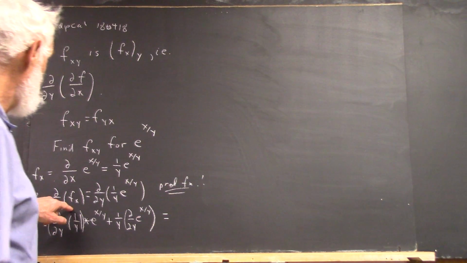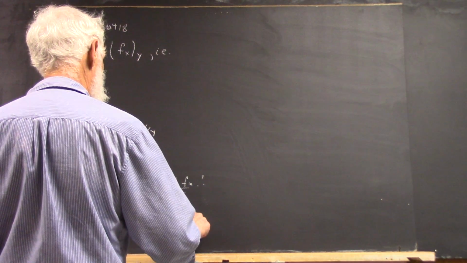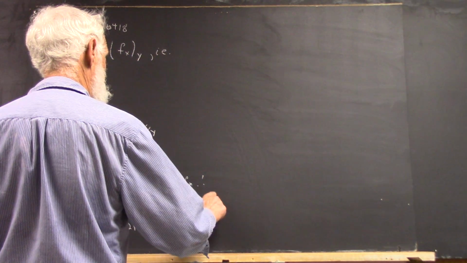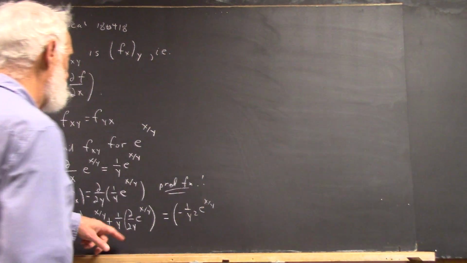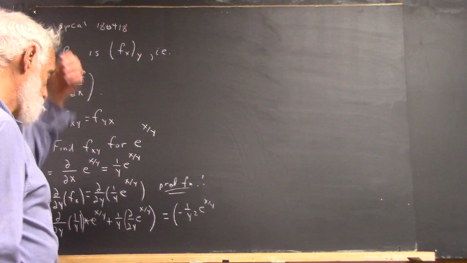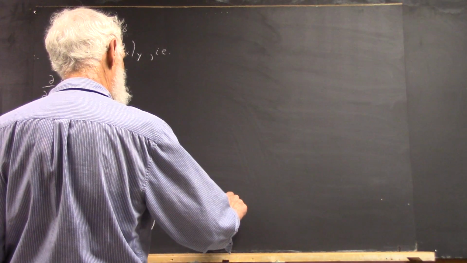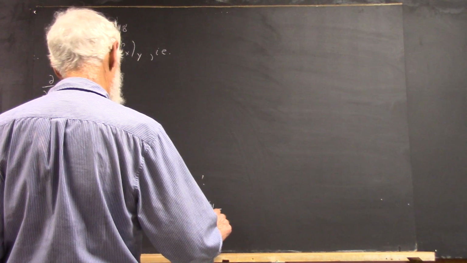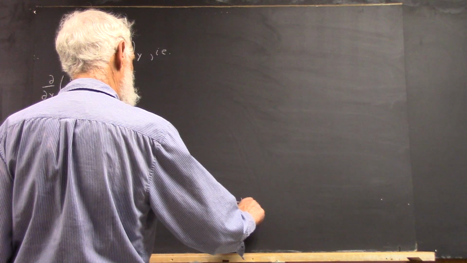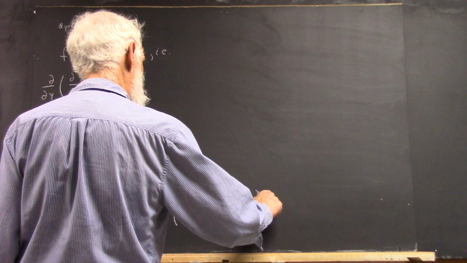Completing this, the partial of 1 over y with respect to y is negative 1 over y squared. And then we have our e to the x over y. The partial with respect to y of x over y, we've already seen, is negative x over y squared. So it'd be plus 1 over y times negative x over y squared, e to the x over y.